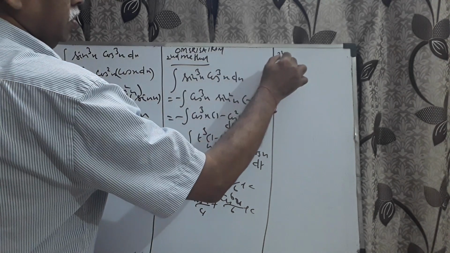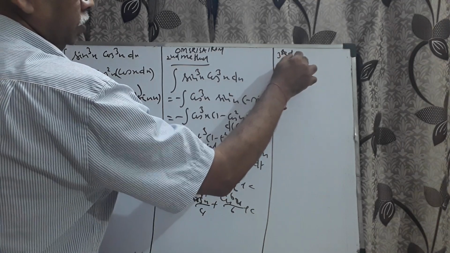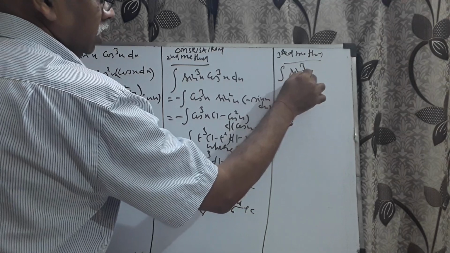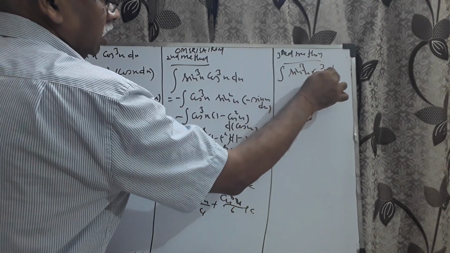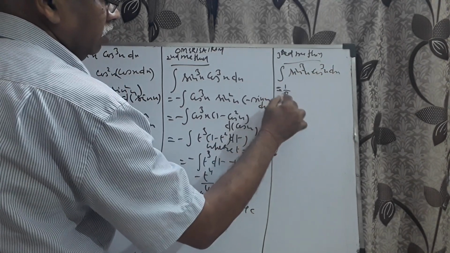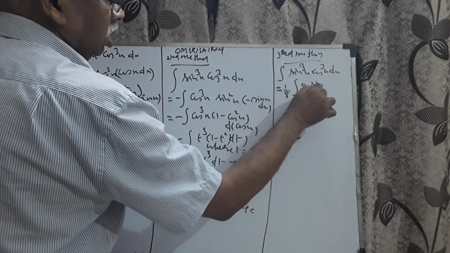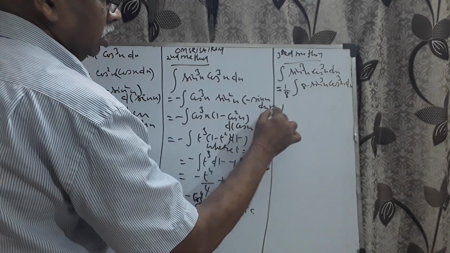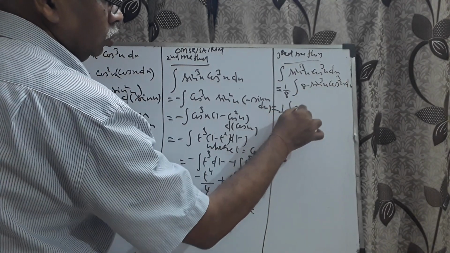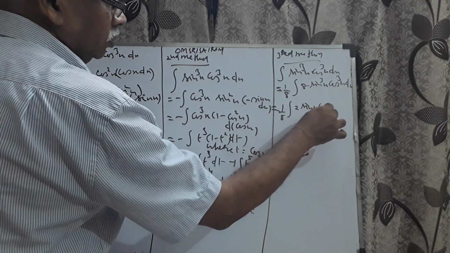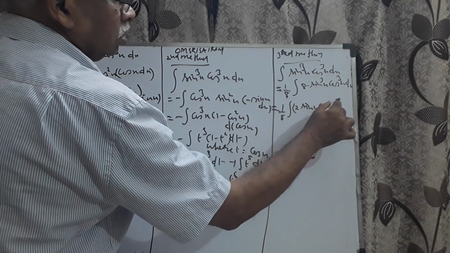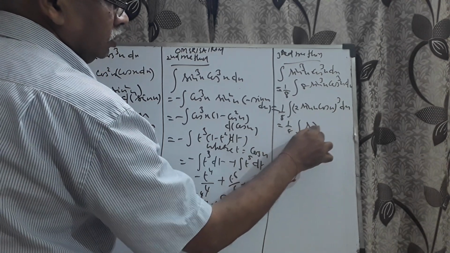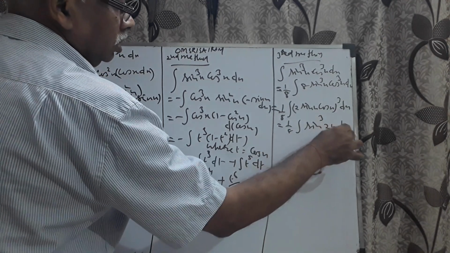There is another method for the same problem. This is the third method. Integral sin cube x cos cube x dx. Multiply and divide by 8 here. 8 sin cube x cos cube x dx can be written as 1 by 8 into 2 sin x cos x the whole cube dx, can be written as sin cube 2x dx.